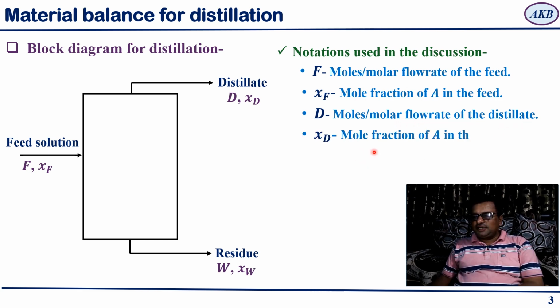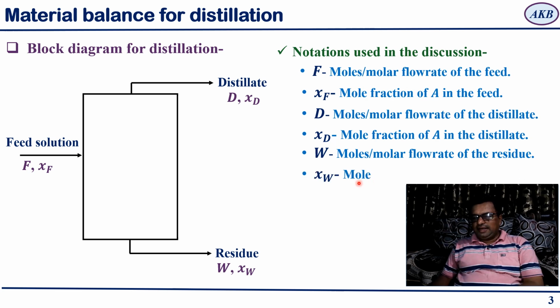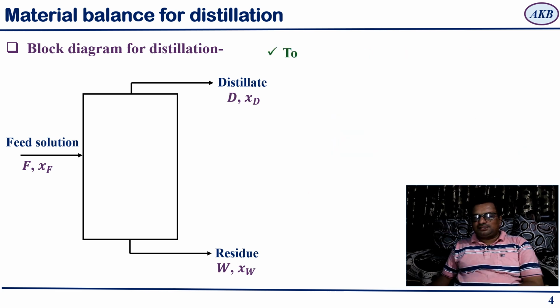XD represents the mole fraction of A in the distillate, or the mole fraction of the more volatile component in the distillate. W represents the moles or molar flow rate of the residue, and XW represents the mole fraction of A in the residue. Okay, so all these 6 notations that we are going to use in this discussion are described over here. Now let us move on.